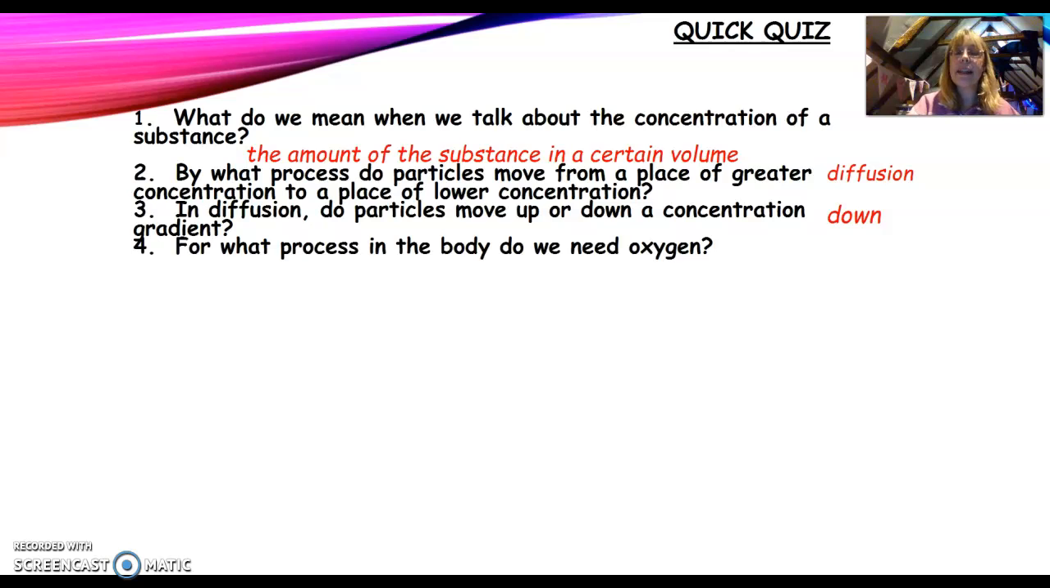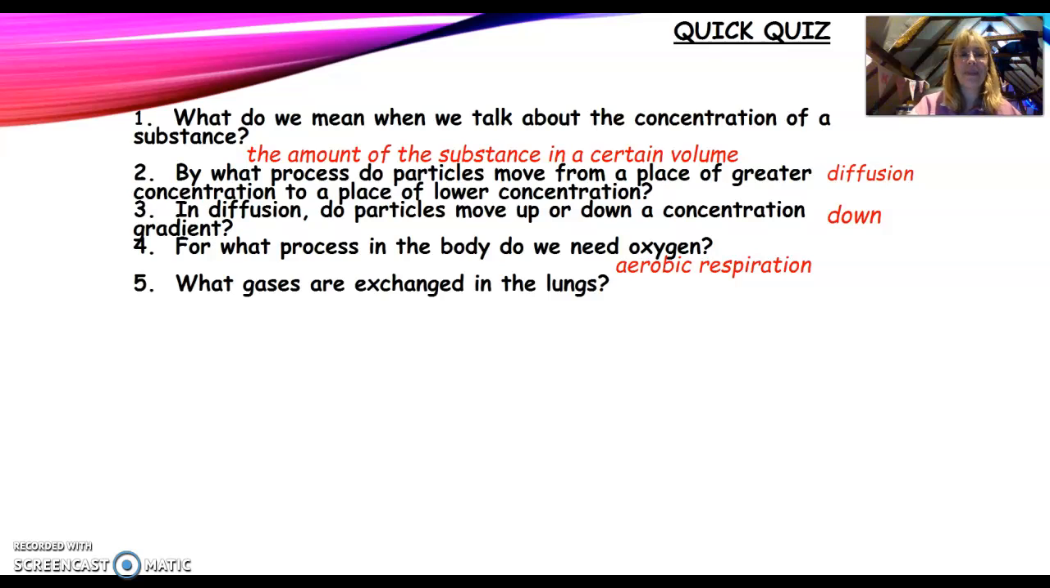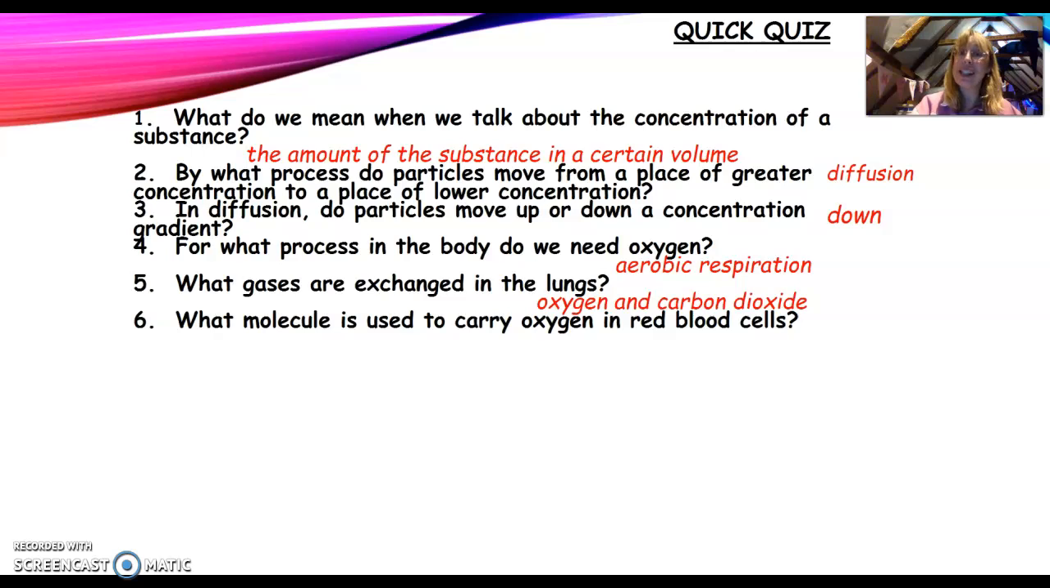For what processes in the body do we need oxygen? You're absolutely right. It is aerobic respiration in the mitochondria of the cell, which releases, never produces, releases energy. What gases are exchanged in the lungs? Carbon dioxide and water, and oxygen. What molecule is used to carry oxygen in red blood cells? It is, of course, hemoglobin, that iron-containing molecule on red blood cells.